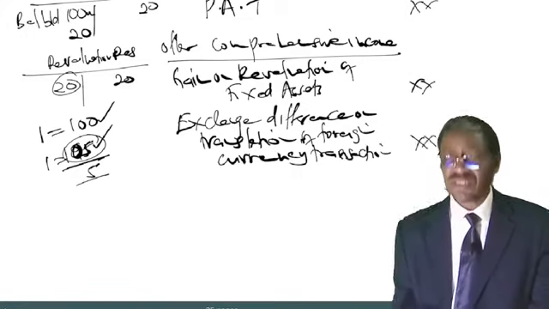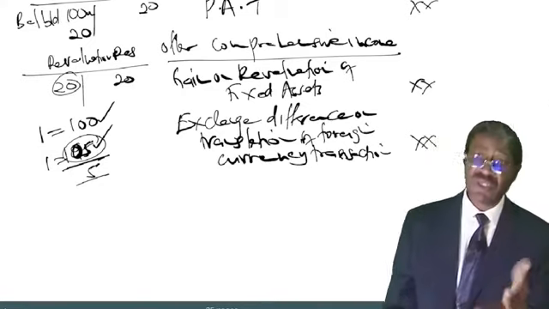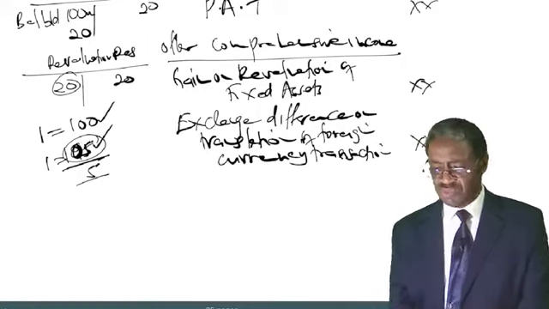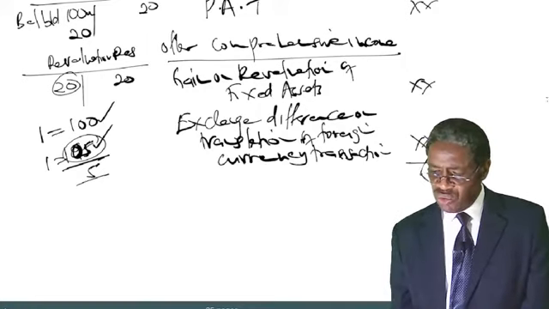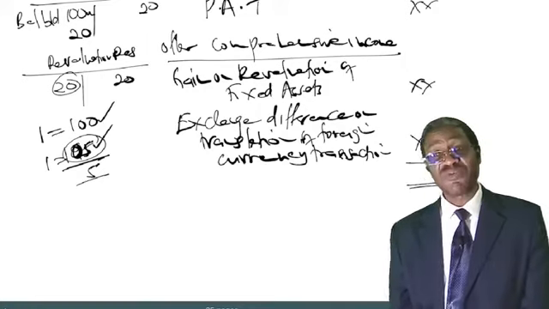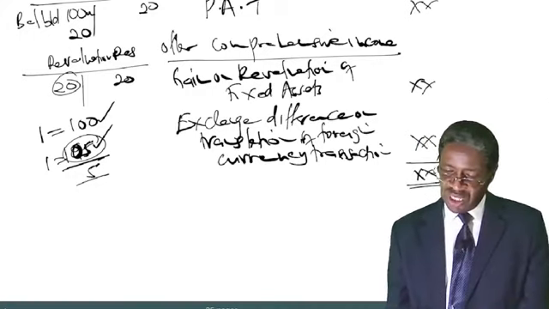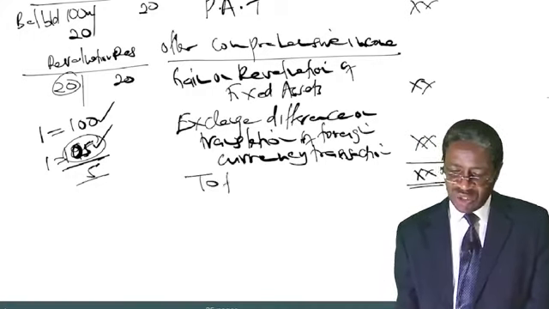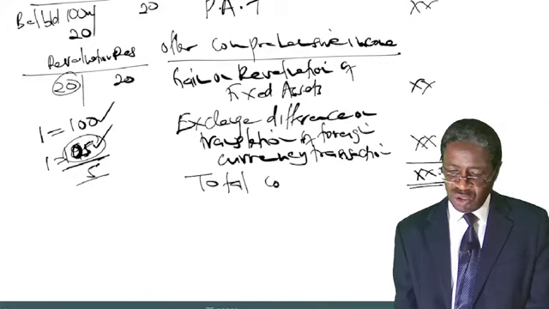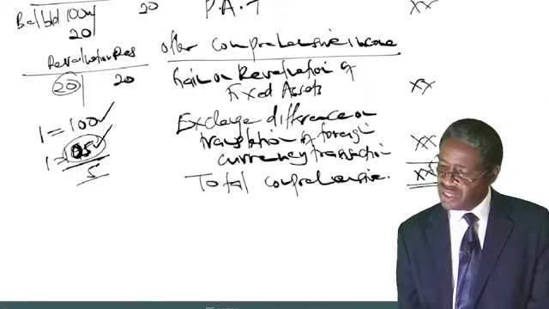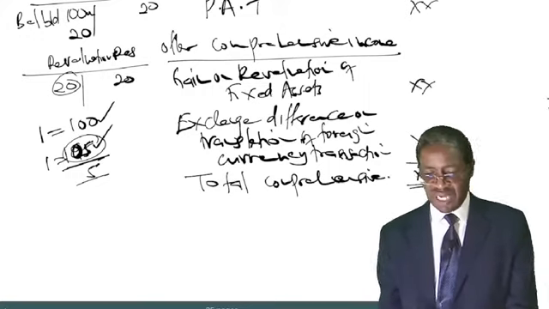If it's a gain, of course you add. If it's a loss, you minus. For now, let me assume those are the only other comprehensive items as per the questions. Get the totals, and now you get what we are calling total comprehensive incomes. Total comprehensive incomes. Good.